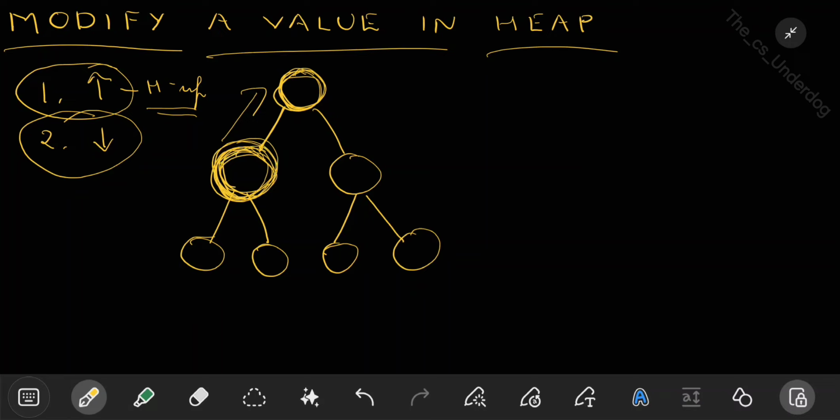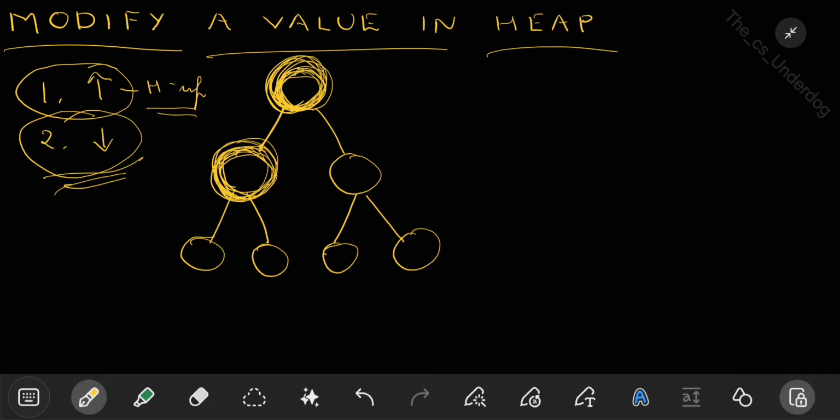You can stop there. If it is not, if the newly changed node is larger, then you have to swap parent with this node. You have to swap both these. Again, with the parent position, you have to continue this till you reach the root. Here it is already root, so you can stop. Otherwise you have to propagate this same procedure till you reach the root. Then you can say, okay, it is again a heap. So this is in case you increase the value.